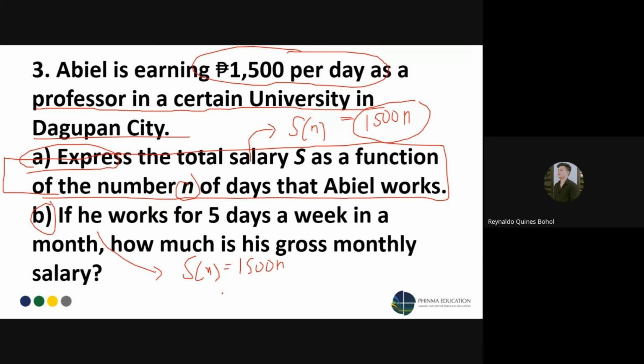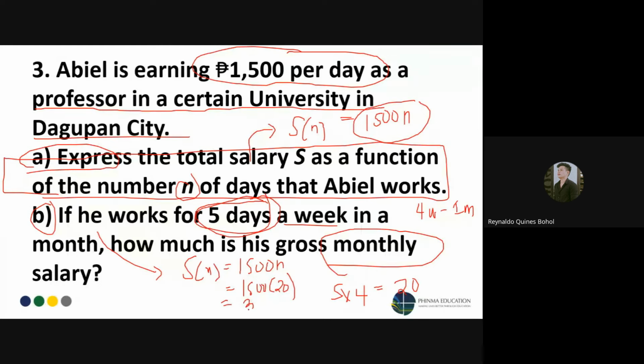Paano naging 30,000? Kasi nagtatrabaho siya 5 days a week and monthly ang tinatanong. And we have 4 weeks in 1 month. So 5 days siya nagtatrabaho sa isang week, so magiging 5 times 4 equals 20. Magiging 1.5. Tapos ito times natin siya sa 20. So ang answer dyan is 30,000. Ang kanyang sahod. Gets? Thumbs up kung nag-gets po.